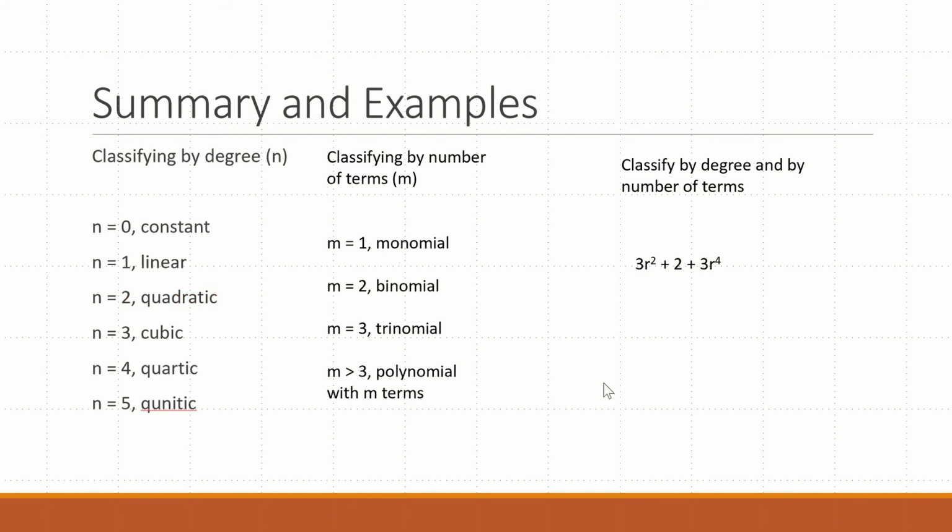What about this one? We want to classify this polynomial by degree and by the number of terms. Can you guys figure out what it is? The highest exponent looks like it's 4, so we call that a quartic. And since there's 3 terms, that's going to be a quartic trinomial, okay? That one is going to be a quartic trinomial.